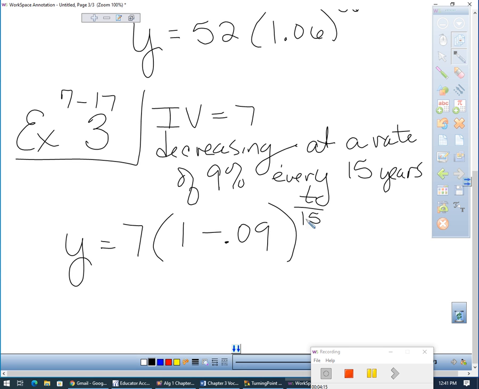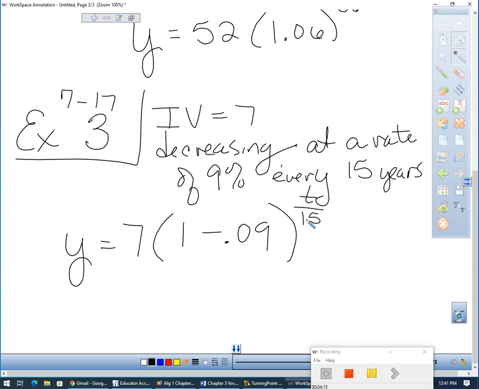Okay, so the t represents years, right? This is saying it happens every 15. So over that big 15, it's only happening one time. So in order to get how much is happening each year, you've got to divide it by 15, the exponent. Okay?